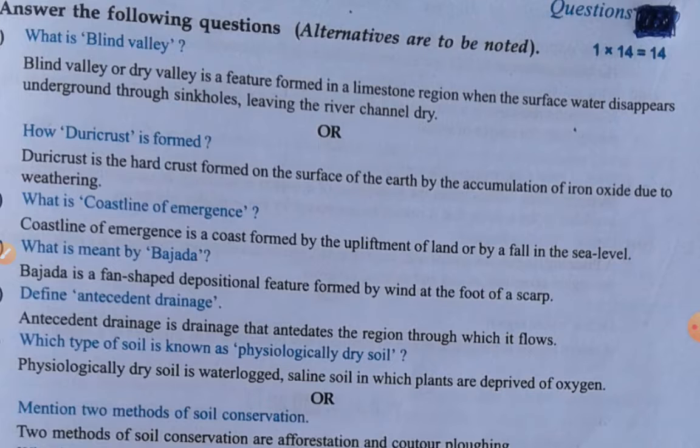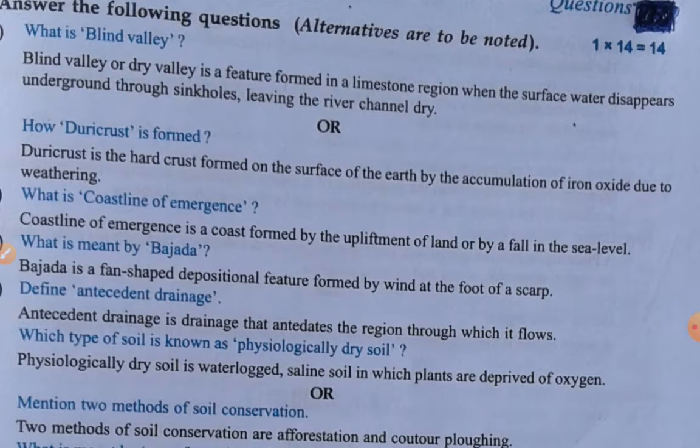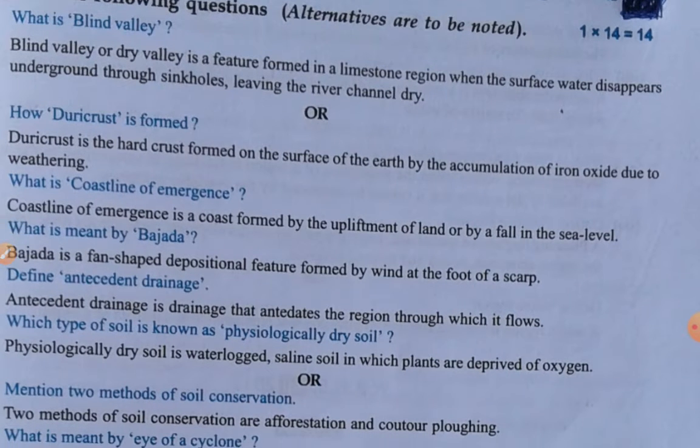Or how duricrust is formed. Duricrust is the hard crust formed on the surface of the earth by the accumulation of iron oxide due to weathering. What is coastline of emergence?